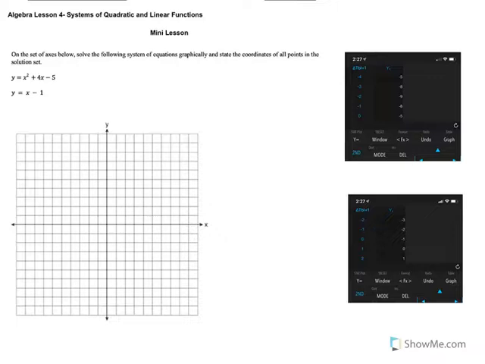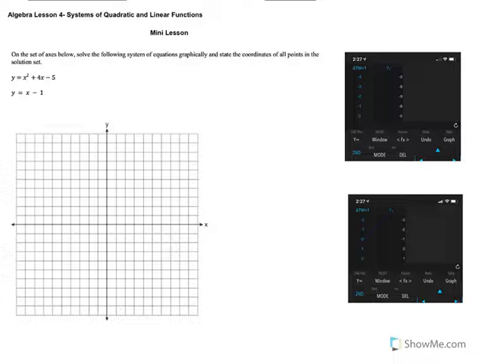Hey guys, so today we're talking about systems of quadratic and linear equations. If you remember, systems of linear equations when we graphed them was just two or more equations for which we figured out whether they intersected or not. Today we're going to continue graphing a system of two equations where one of them is going to be a line and the other is going to be a parabola, like the ones that we learned how to graph last week.